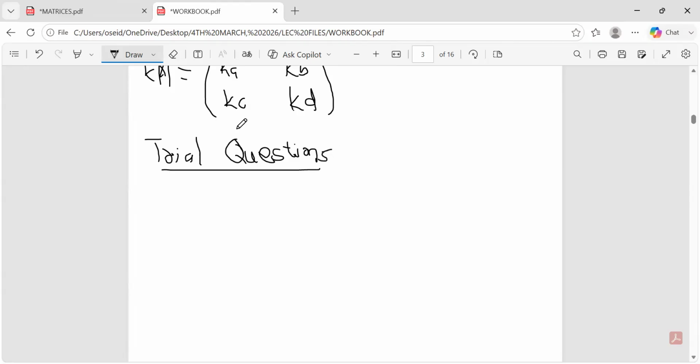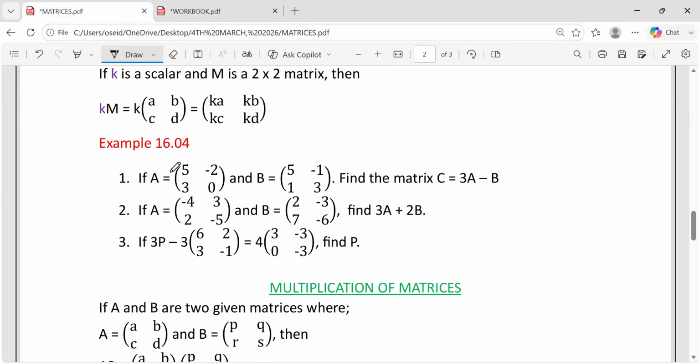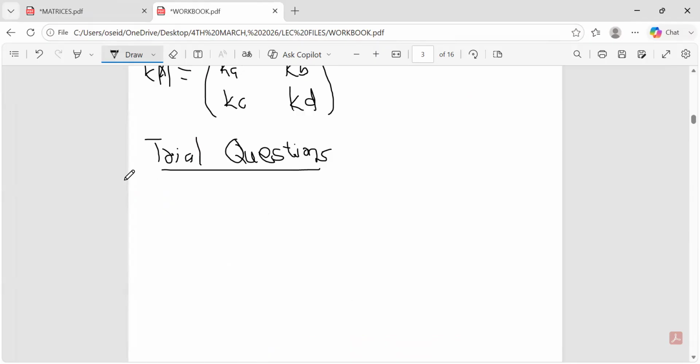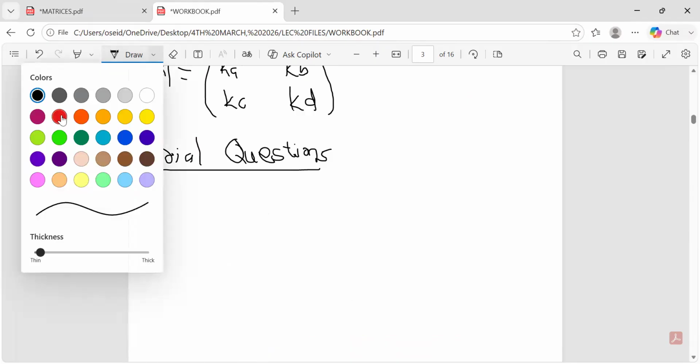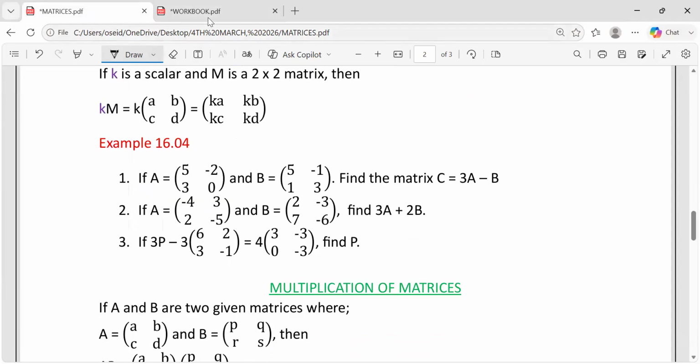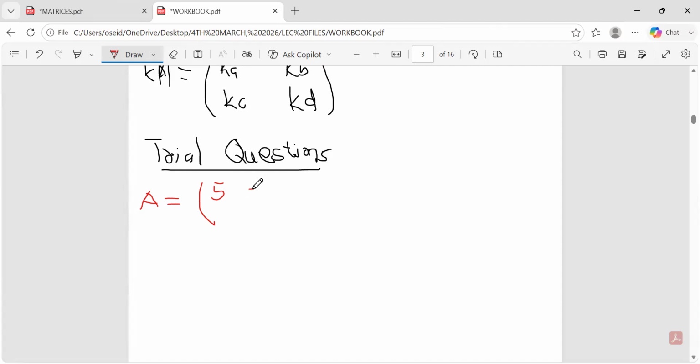Trial questions. So we have 3 trial questions here, and we are going to solve everything. So first one, matrix A equals 5, 5, -2, 3, 0. Matrix A equals 5, -2, 3, 0.